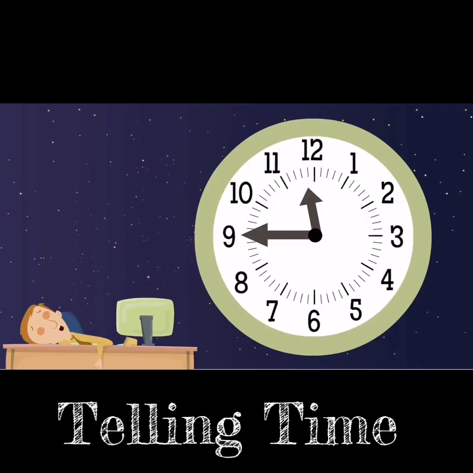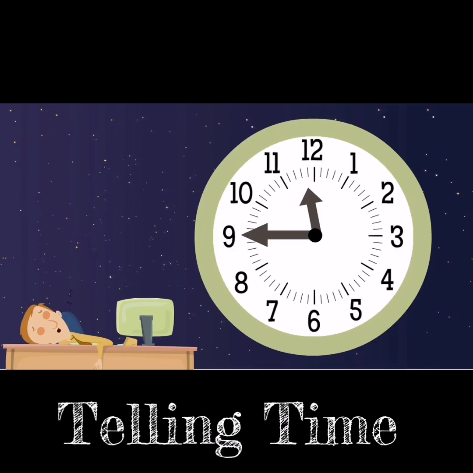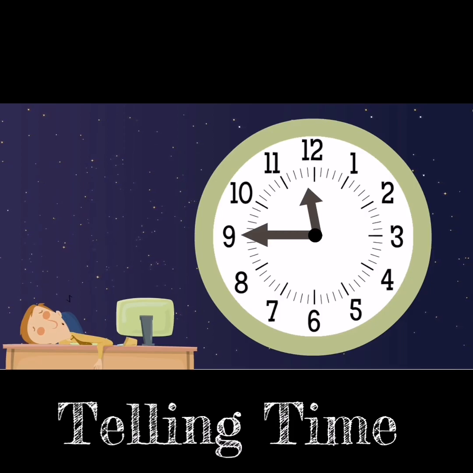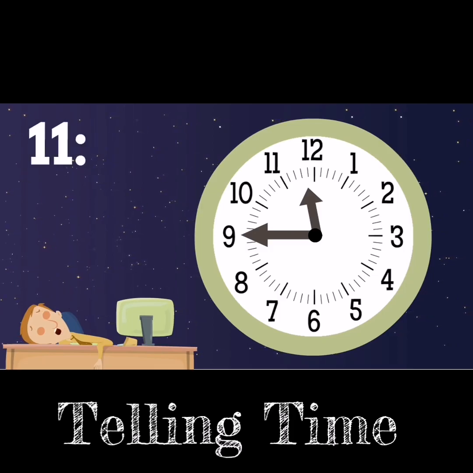How about this one? What time is it according to this clock? First, let's look at the hour hand. The hour hand is between numbers again. It is between which numbers? Yes, 11 and 12. Remember, when the hour hand is between 2 numbers, the hour is the earlier number. So the hour is what? 11! You are right! Okay, so where is the minute hand pointing? Yep, at the number 9.